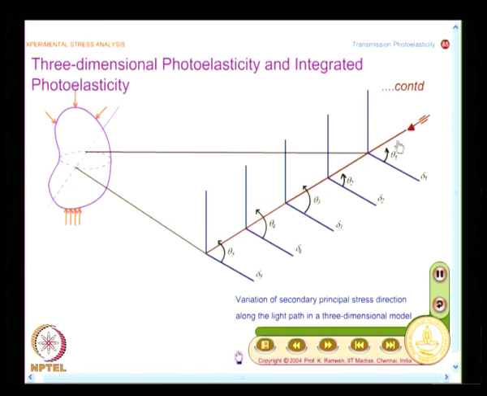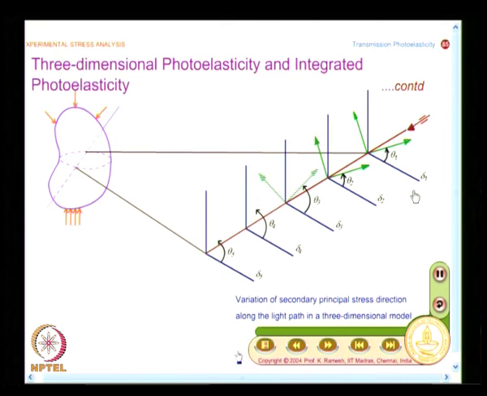And in order to write this, we have already discussed that what are represented is actually secondary principal stress direction and the difference. We have already defined what is a secondary principal stress difference. So, the moment you come to 3-dimensional photoelasticity, you will have to know how to handle variation of the principal stress direction along the light path as well as the variation of the magnitude.